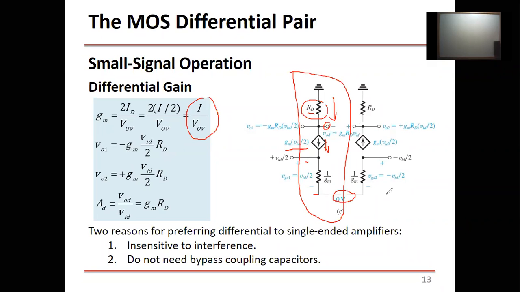The same thing if you do it on this side, but without a negative sign here, because the current is going up this way. You can put the current down, but you have to say that it's negative, so negative times negative is positive. So on this side, the output voltage is GM VID over 2 times RD. Now V output differential, which is this. So what is V output differential? Let me write it here.